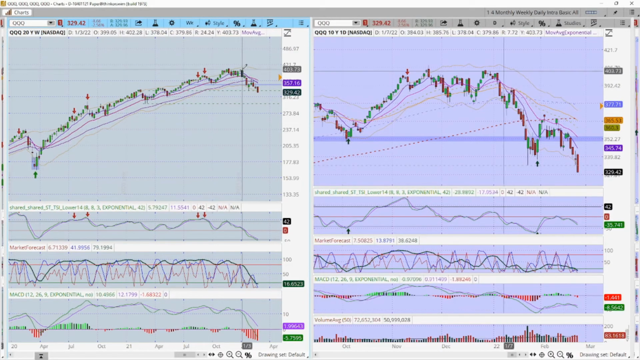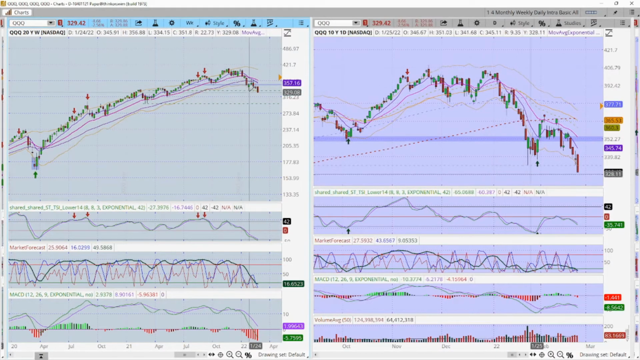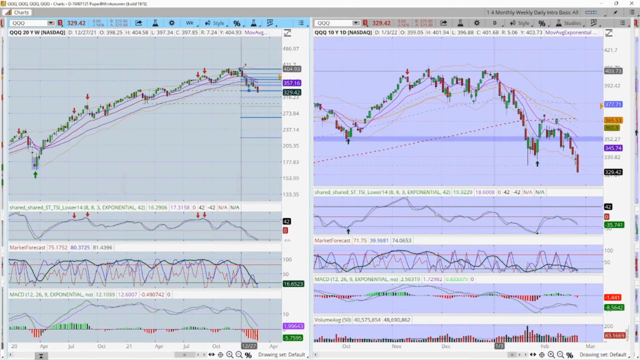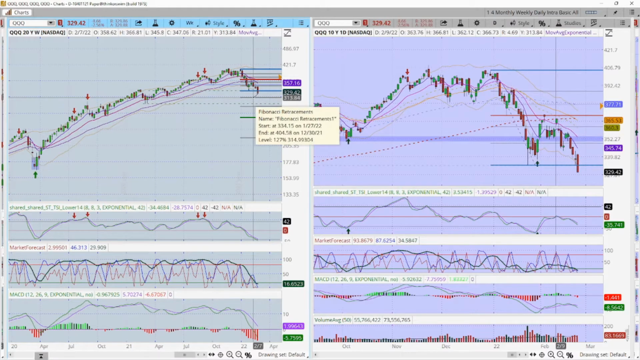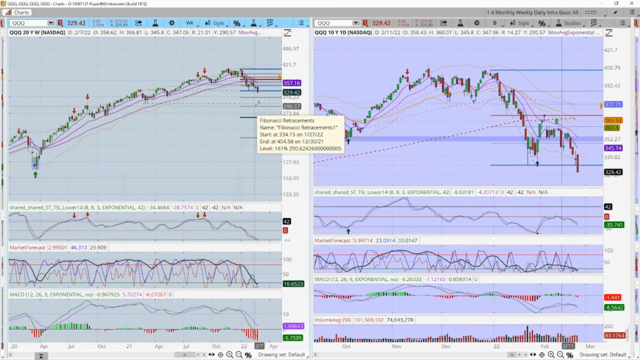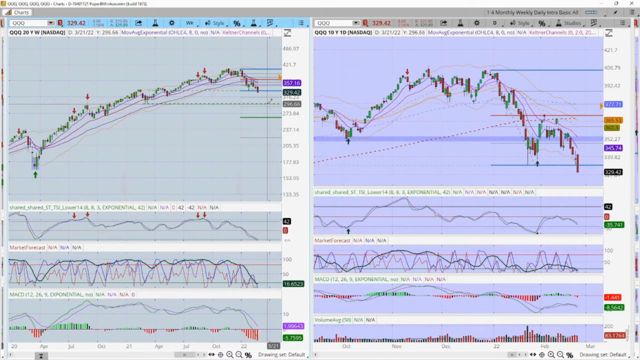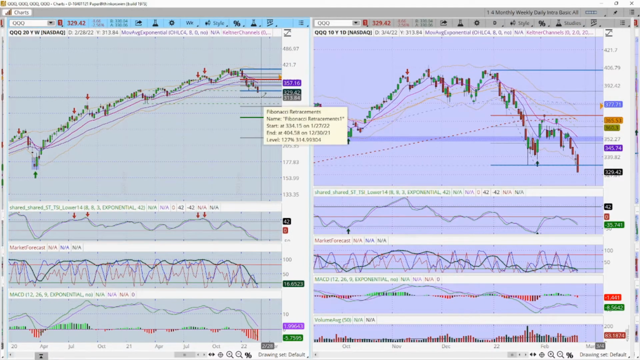And I'm going to measure from, say, from here to there. There we go. The 1272 is right there at 314. The 161 is right there at the 290. And as you can see, there is a level right there, 296. So somewhere in those ballparks, look for price action to basically stall going down and reverse up.